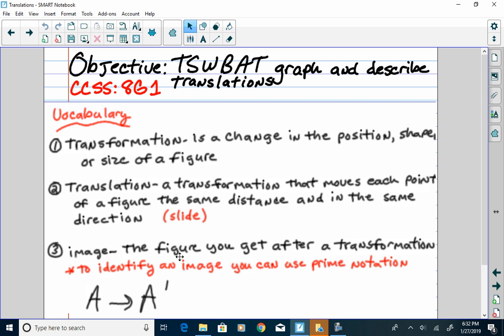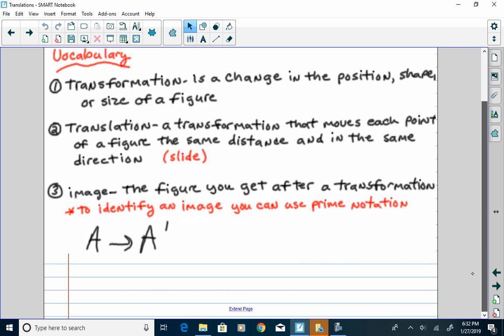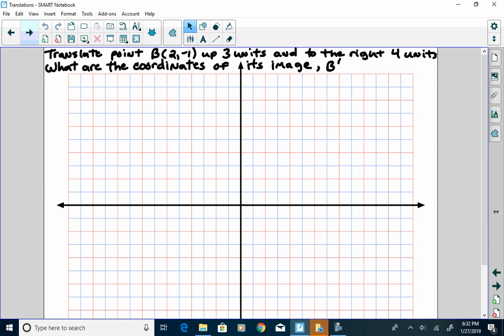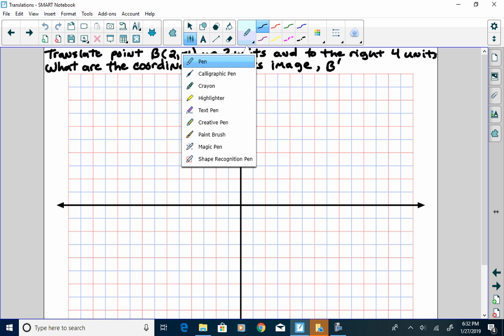An image is the figure you get after a transformation. To identify an image, we use something called prime notation. Point A would be what's called your pre-image, goes to A prime, which would be your image. All right? Let's take a look at an example first.